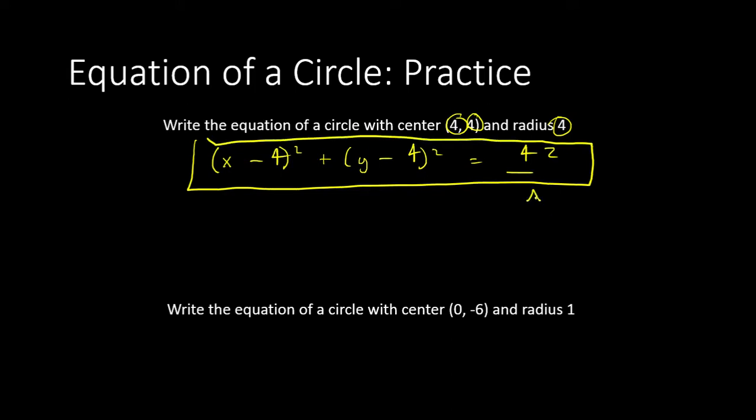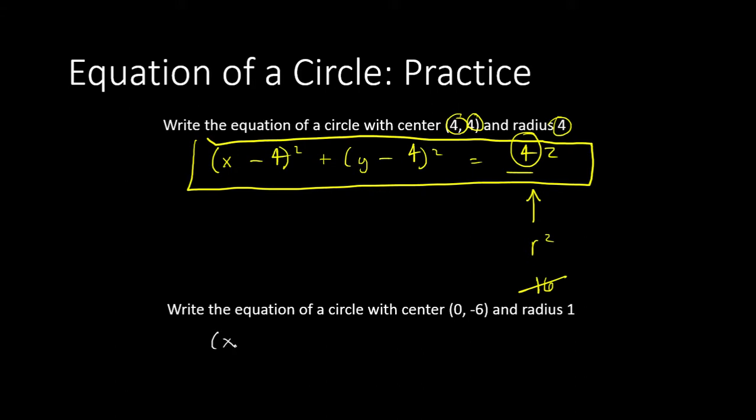Again, I like to leave the radius written as r squared because it helps me quickly identify that 4 is my radius. If I were to carry out this exponent and write it as 16, you might mistakenly think that 16 is the radius, when in fact it is not. All right, let's keep practicing.